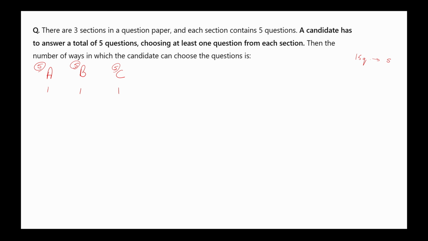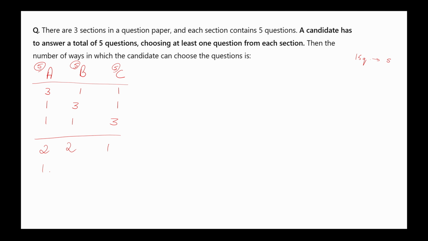So let's say if I choose both the questions from A section, so this would become 3. Now this thing can be applied to other sections as well. I can either choose 3 questions from B and 1 from A and C, or I can choose 3 from C and 1 from B and A. This was the first way. Now what are the other ways? Other ways is that I choose 2 questions from one section, 2 from another, and 1 from one of them. So let's say if I choose 2, 2 and 1, this can be one of the ways.